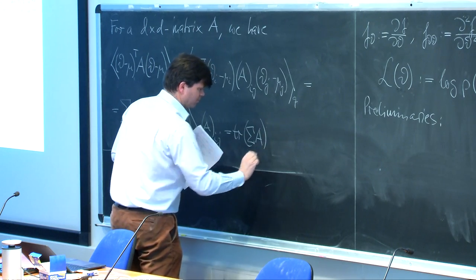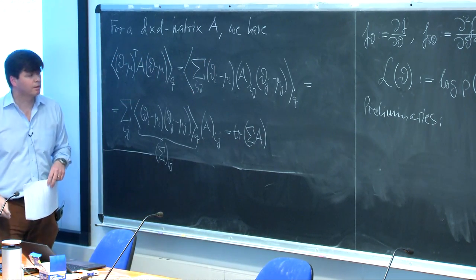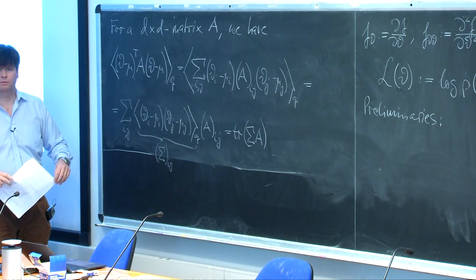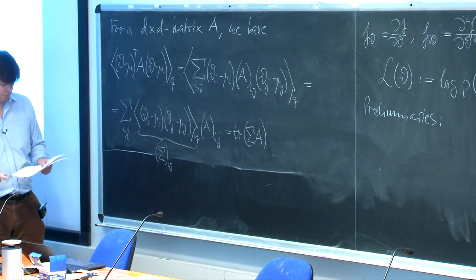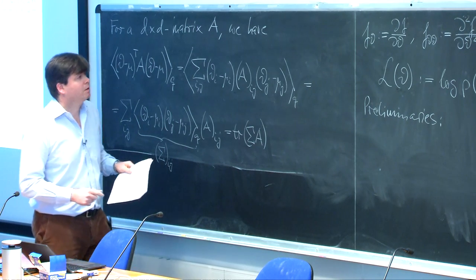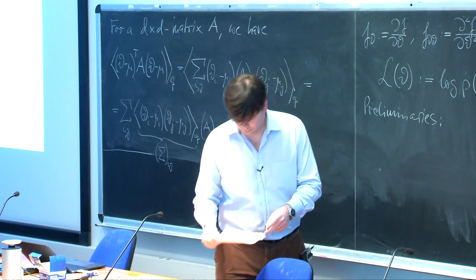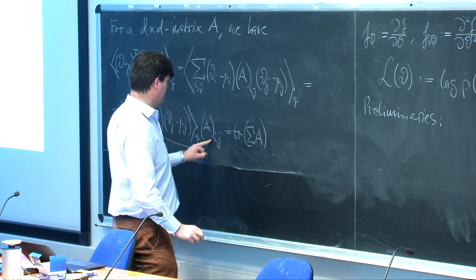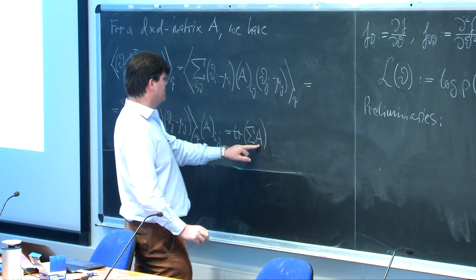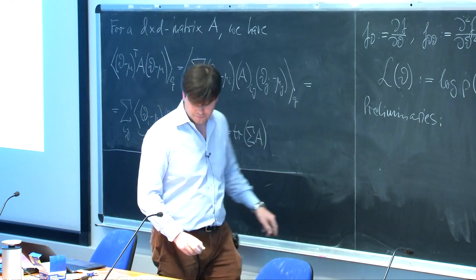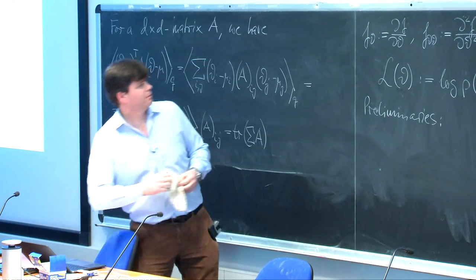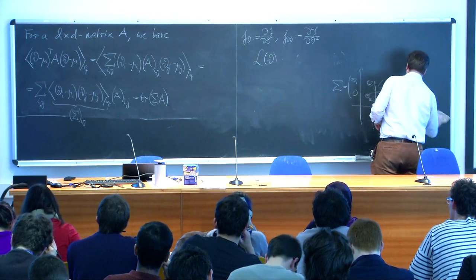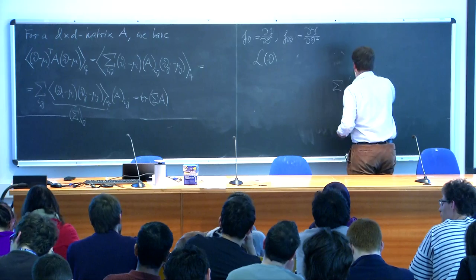TR is for trace. This will just be useful in what follows. It's just linear algebra. Now, if the matrix A in here is the covariance itself, then this simplifies radically.